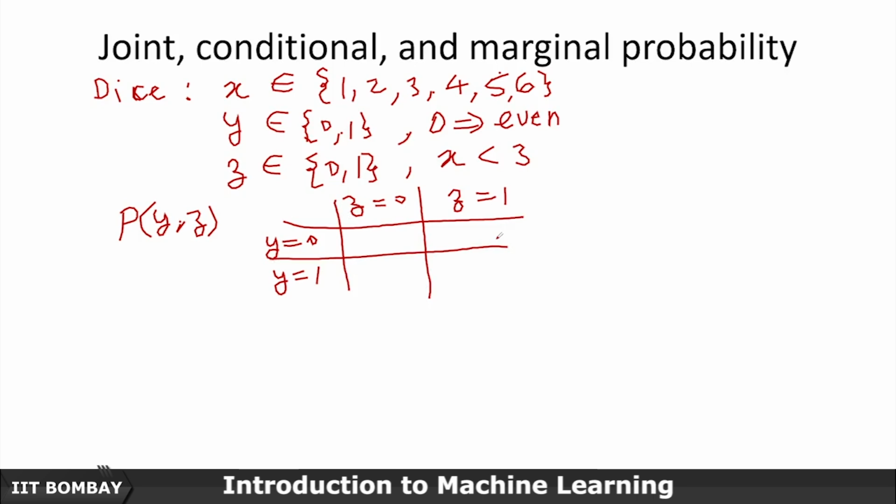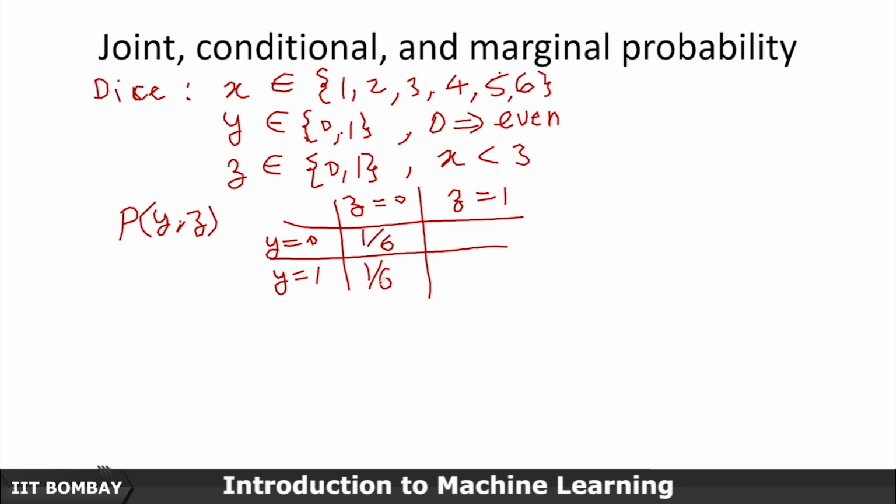Okay. And we know that the outcome that z is 0 and y is 0, which means that we will get an even number and it will be less than 3, is only one even number, which is 2. So this is going to be 1 by 6. All right. And then again that the number is less than 3, but it is odd, which is going to be only one number. If we get 1, so that is 1 by 6. The probability is 1 by 6.